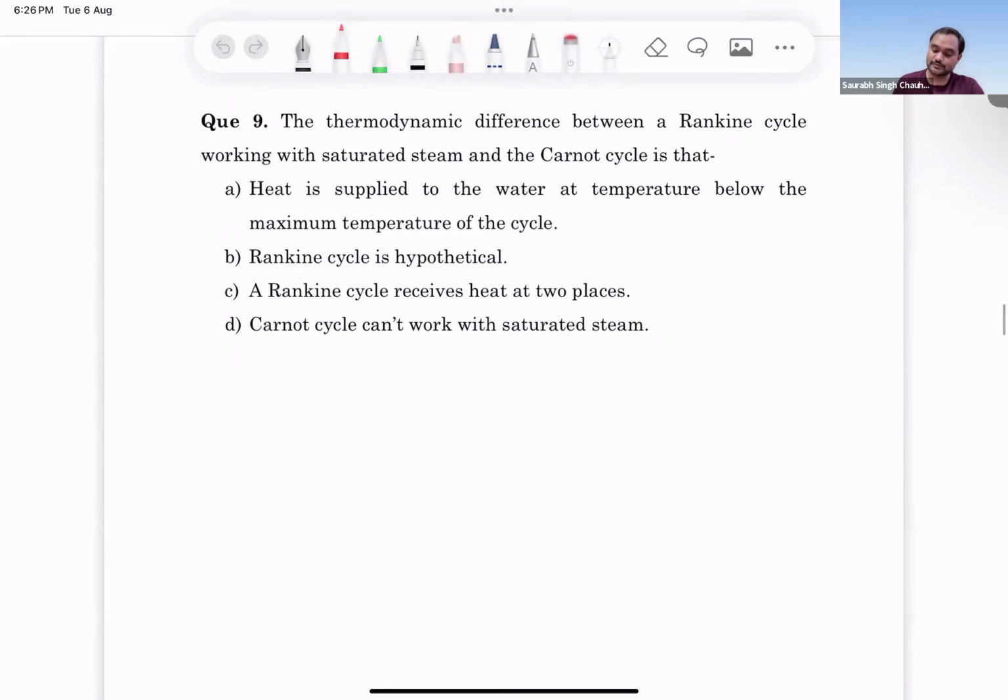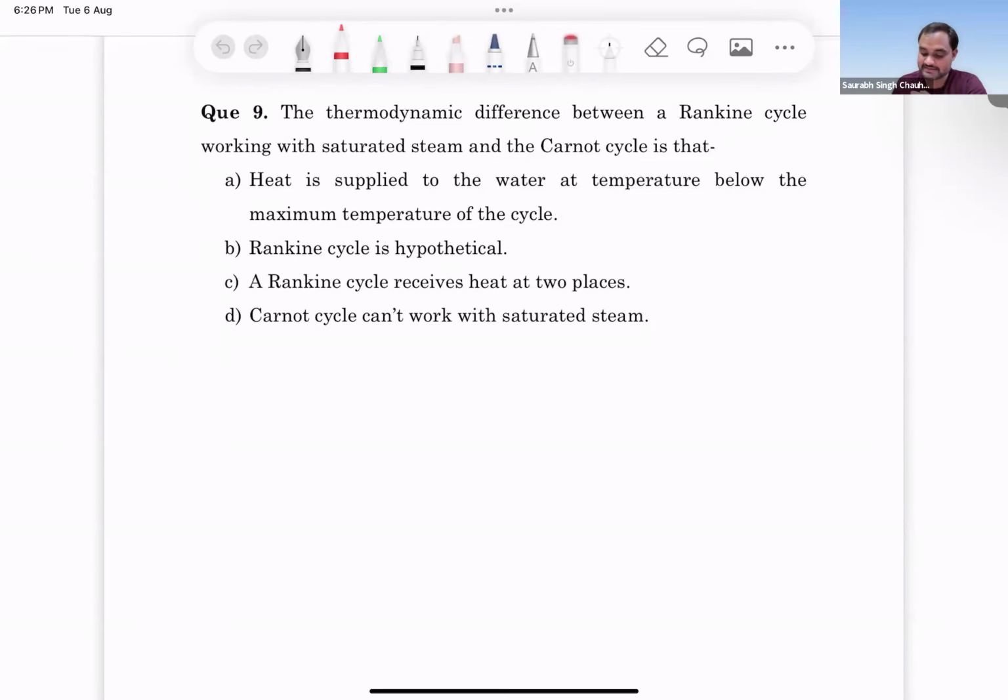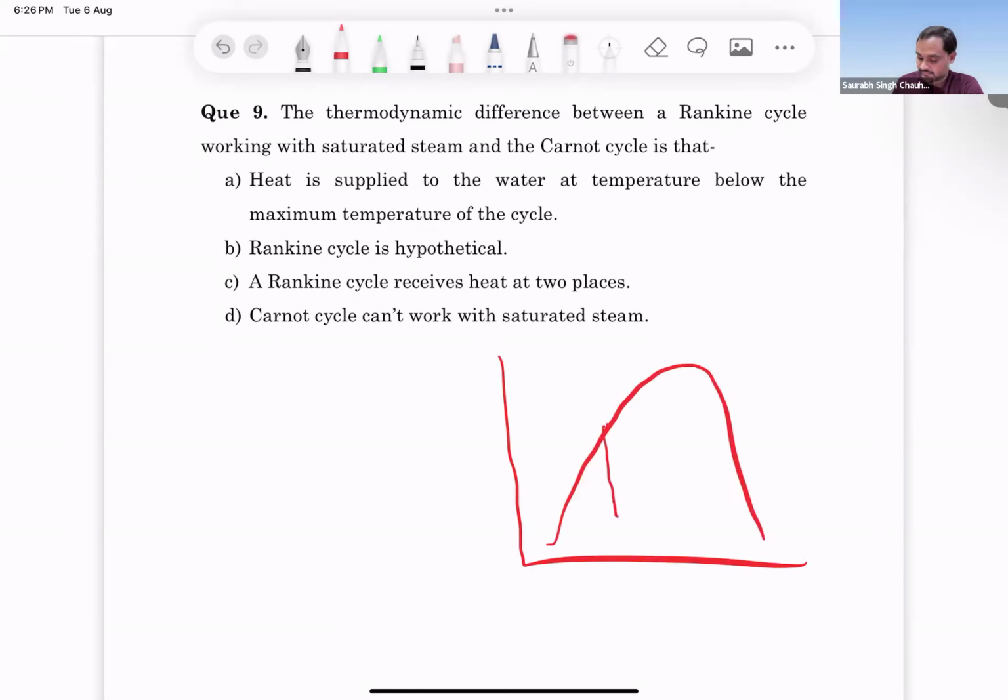Okay, let us see all these options one by one. Option A says that heat is supplied to the water at temperature below the maximum temperature of cycle. This we have already discussed. There was a Carnot cycle, and if we make Rankine cycle working in the same temperature limits, then we get something like this.